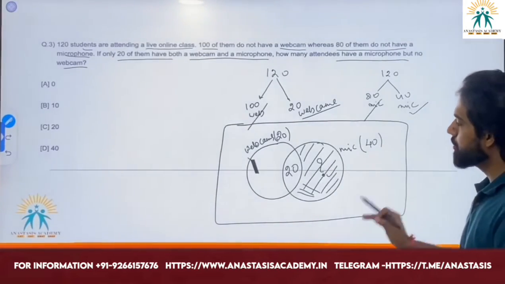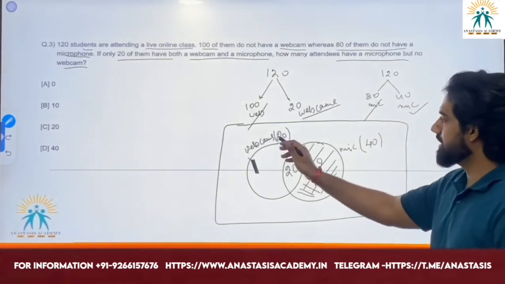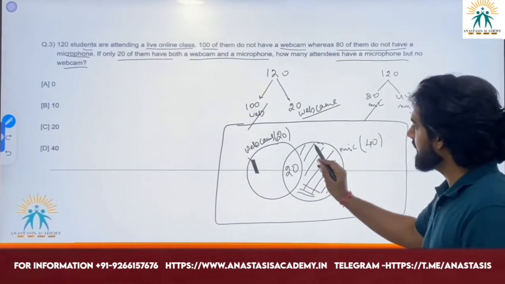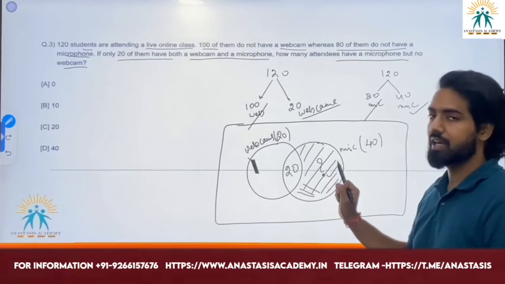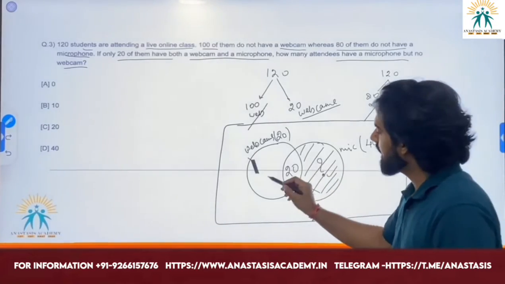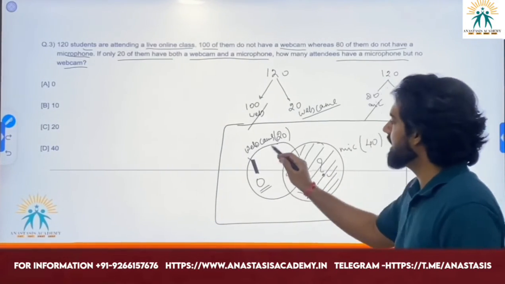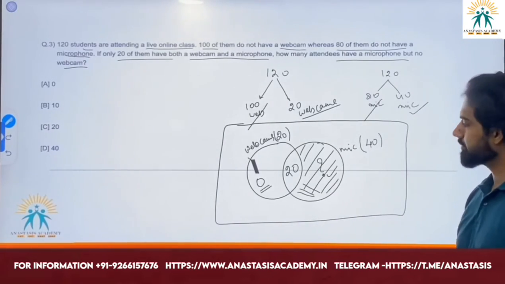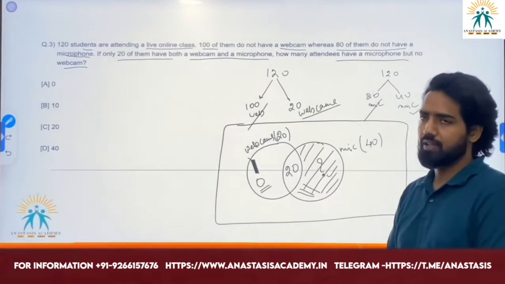Now, students who have a webcam are 20, and students having both mic and webcams are 20. So I can say there are 0 students, no student, who has only a webcam.